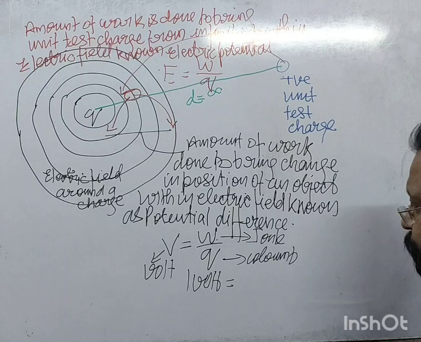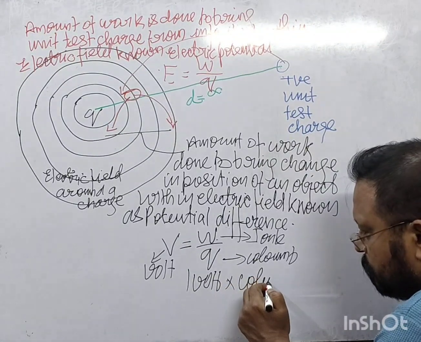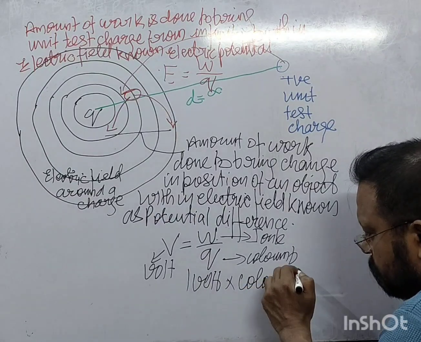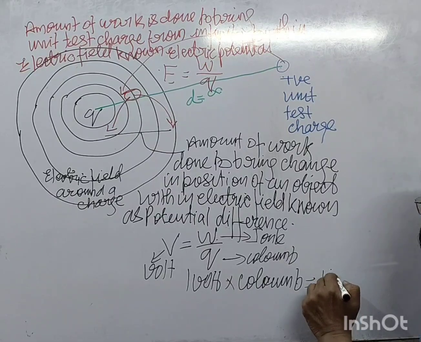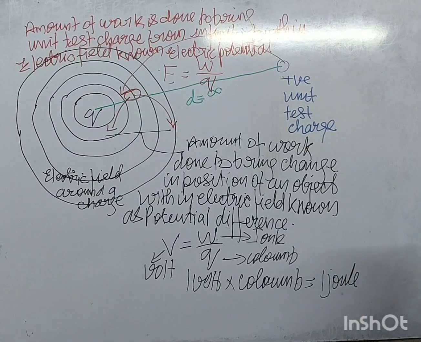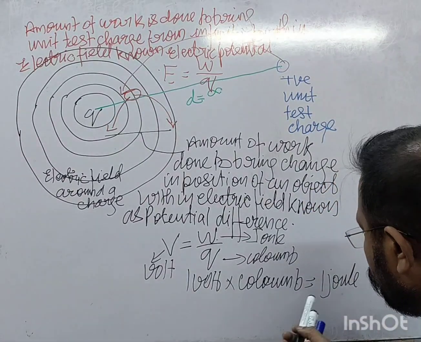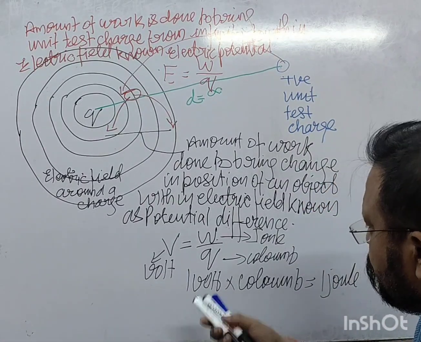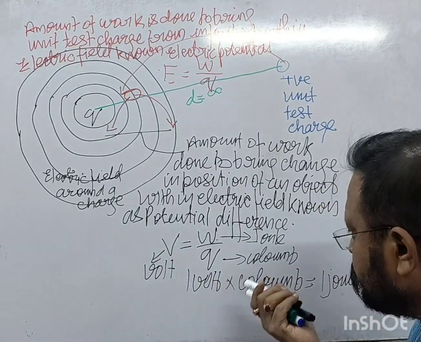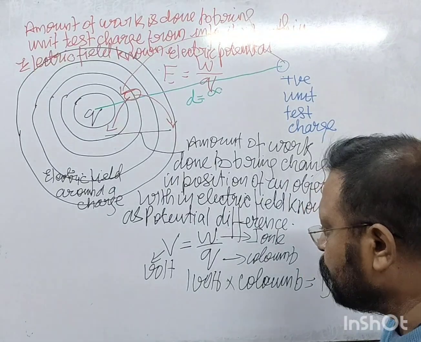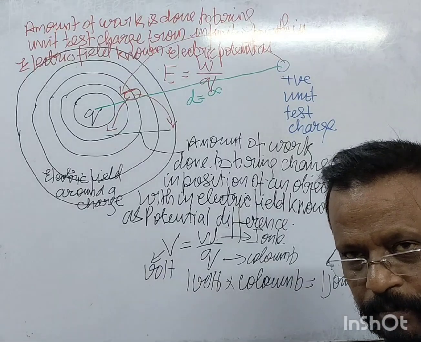is equal to 1 volt into coulomb is equal to 1 joule. Ready? 1 volt into coulomb is equal to 1 joule. V is equal to W upon Q. Its unit is volt. Its work unit is joule, and charge unit is coulomb. So 1 volt is equal to, you can write, joule per coulomb.